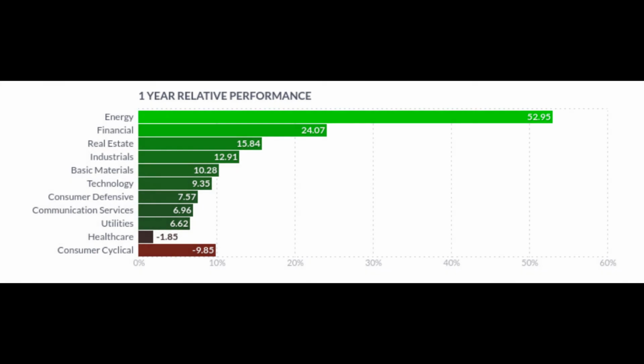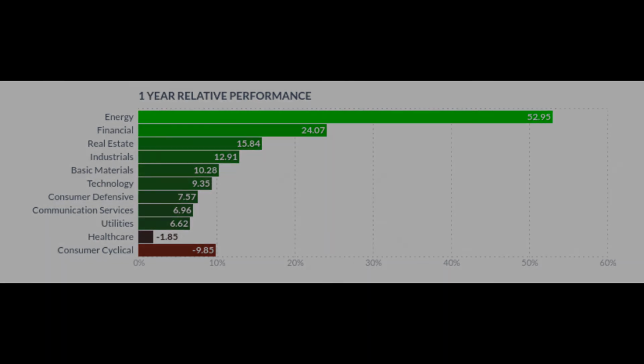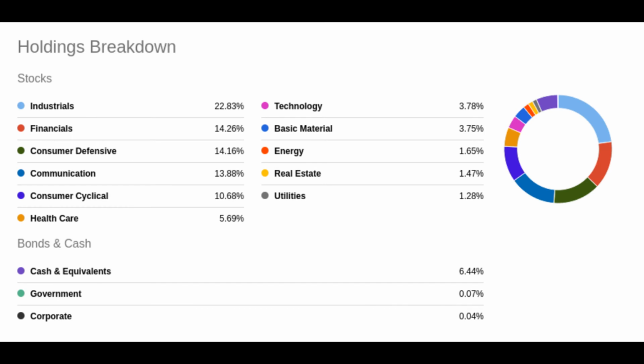Before we look at the holdings of this fund, let's find out what sectors are performing well. Comparing the sectors of our fund to the sectors that are doing well can give us valuable insight. Over at FinViz we can see, for the last year, that the top 5 sectors are energy, financial, real estate, industrial, and basic materials. Now let's see what holdings are in our fund.